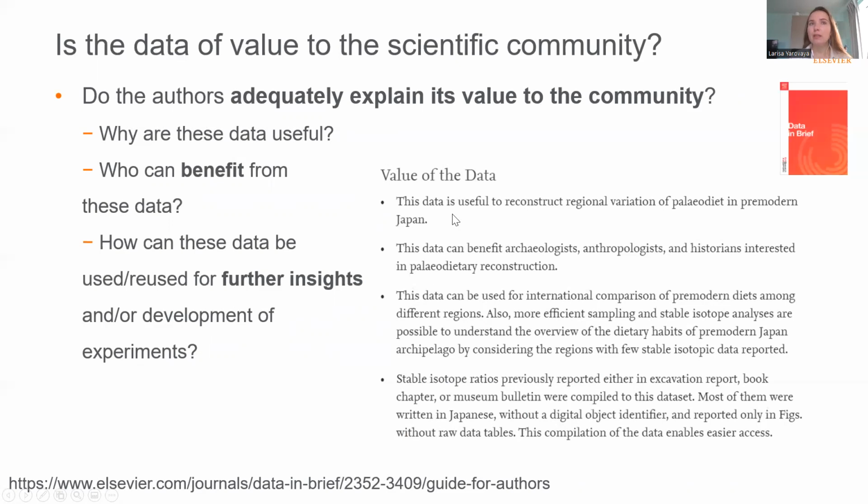Here you can read this example, and I think this is a very good and clear example of how the value of the data has been described, and specifically how authors highlighted that most of these data are typically written in Japanese, without a digital object identifier, and reported only in figures without raw data tables.